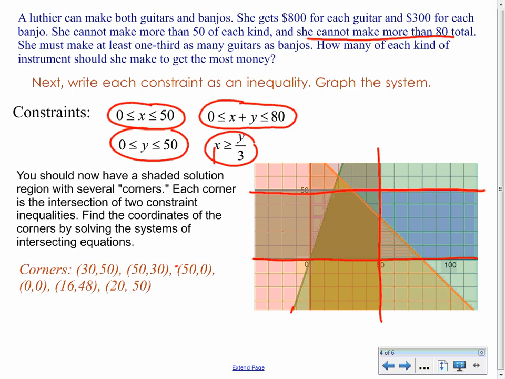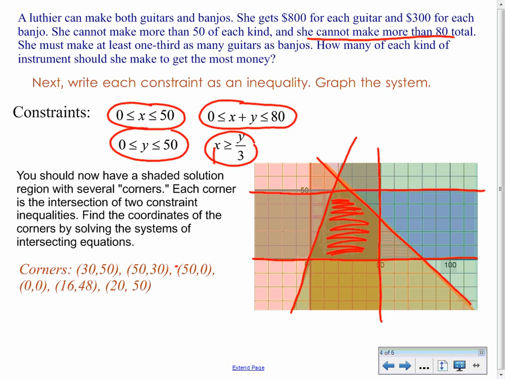And then this number is, you've got to make at least one-third as many guitars as banjos. And this one, this orange line down here, is the constraint of you can't make more than 80 of any combination of them. You can kind of see here, it's somewhat hard to see, but this is the area you're really looking at, where all things are shaded over each other. So that's the shaded solution region.